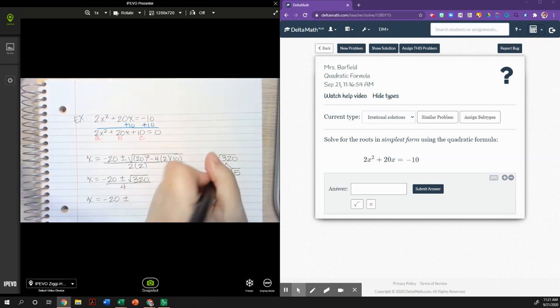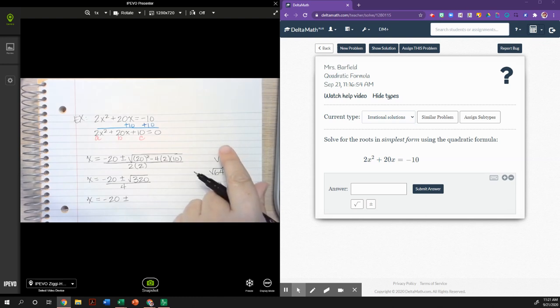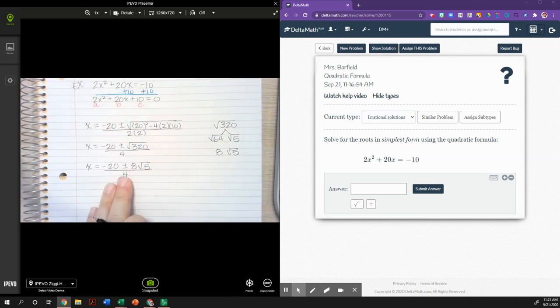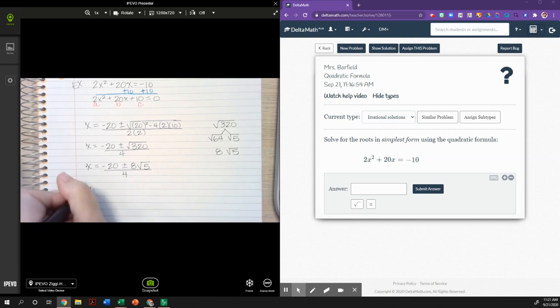I know that the square root of 64 is 8, and I don't simplify the square root of 5. So instead of the square root of 320, I'm going to replace that with plus or minus 8 square root of 5, all over 4. Once you are here, you have to ask yourself, can you take -20, 8, and 4, and are they divisible by a number in common? They are. They are all divisible by 4.